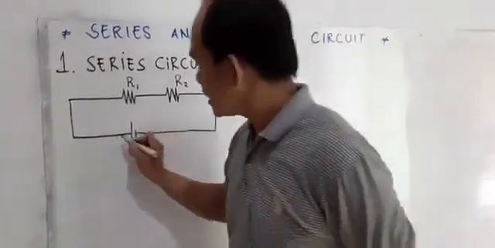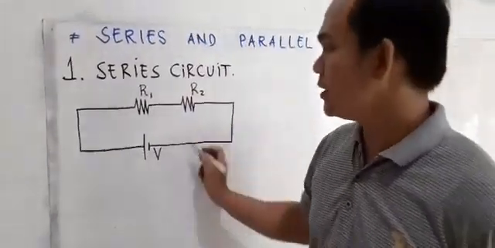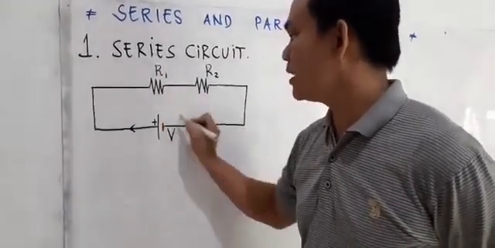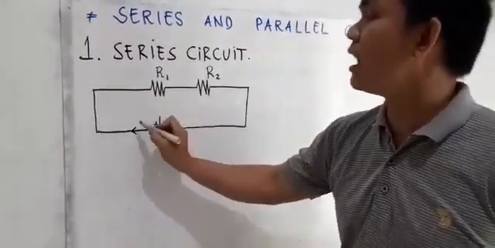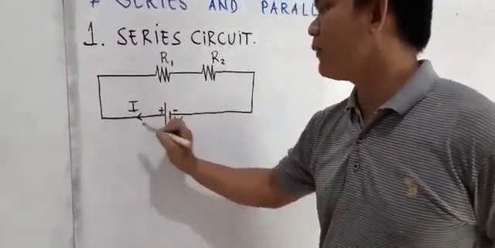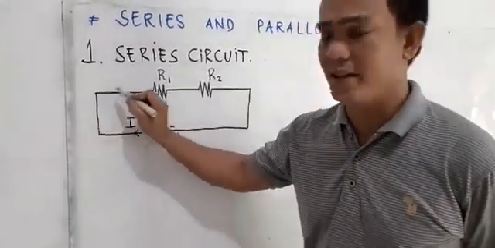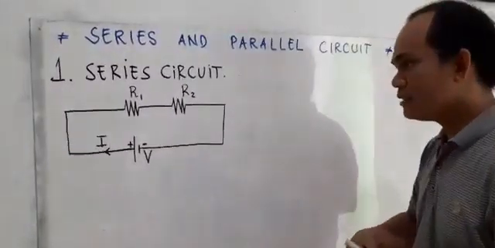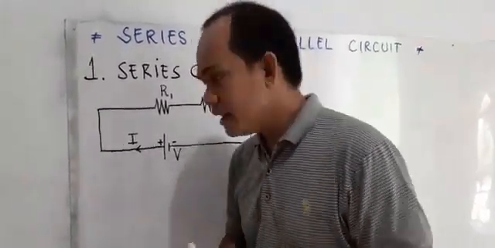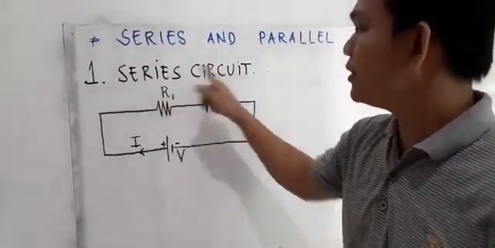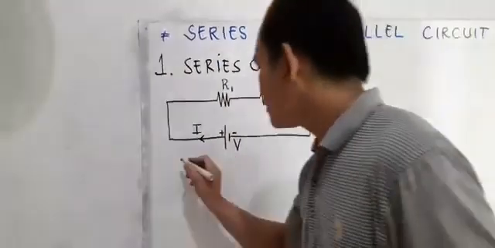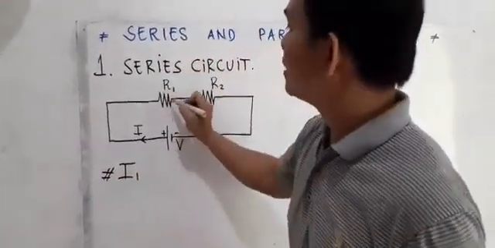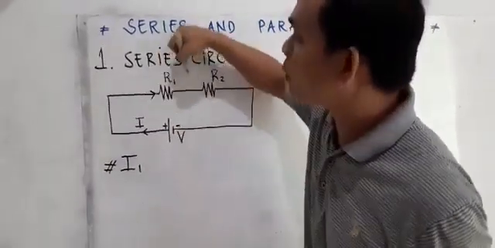The current that flows through the circuit flows from the positive sign to the negative one. It means that the current I flows from the high potential to the low potential. Now what we are going to find is the current through each of the resistances. The current that flows through each resistance, let's say I1, is the current that flows through R1.